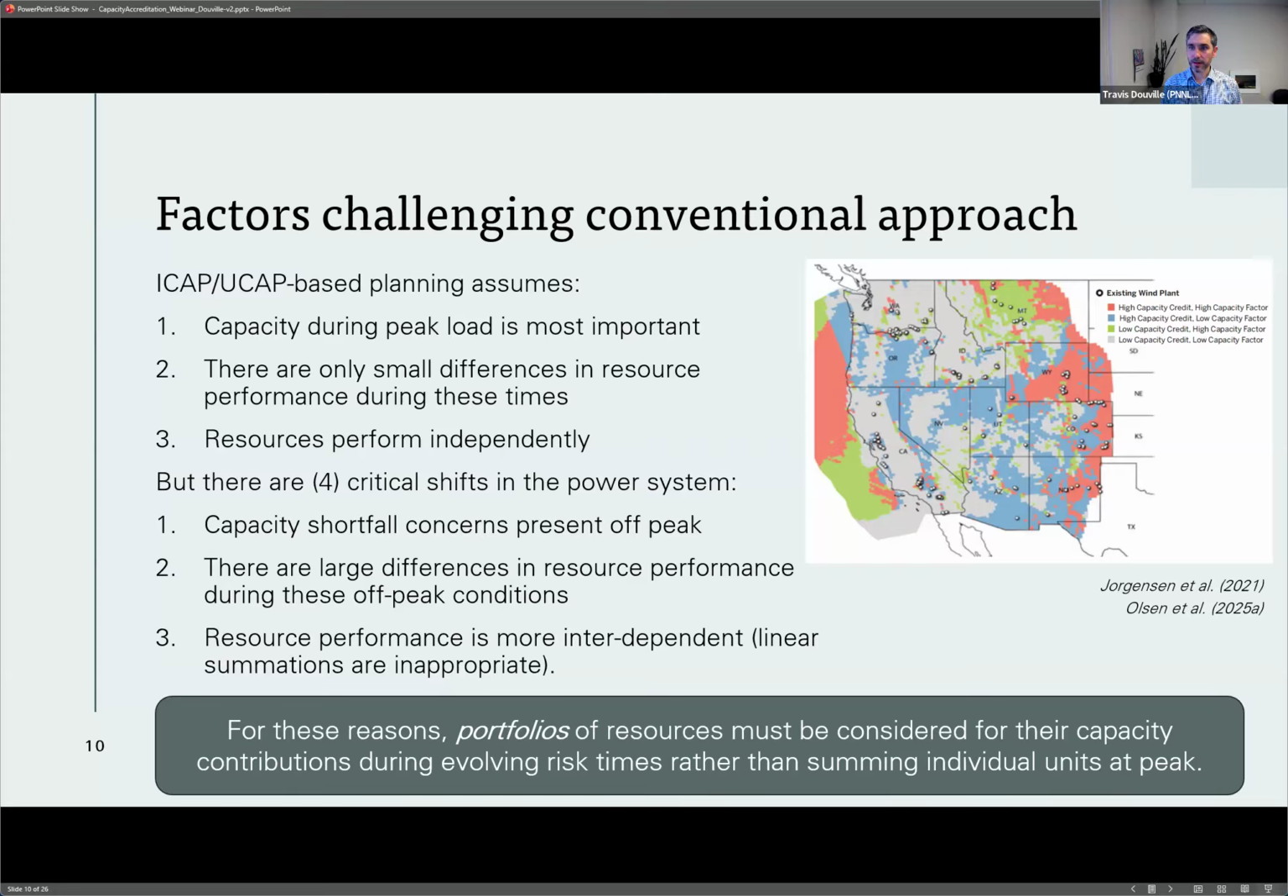So if the timing of the peak loads and the net load peaks are different in places like CAISO, and increasingly in other places in the country, that poses a nuance to planning that must be accounted for in the accreditation method and in the resource adequacy loss of load probability assessment.